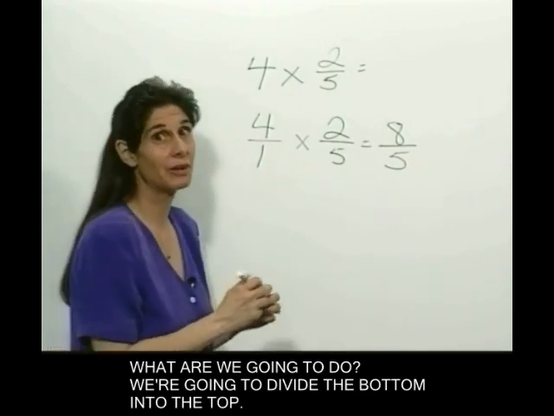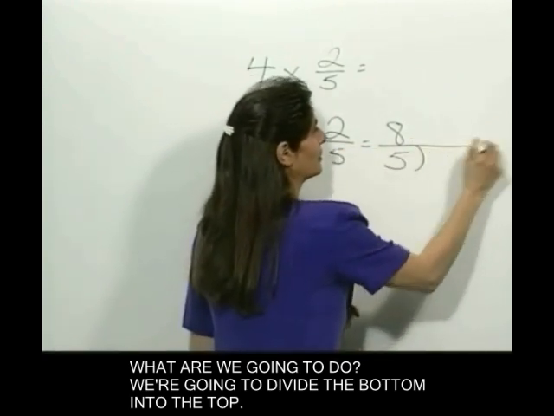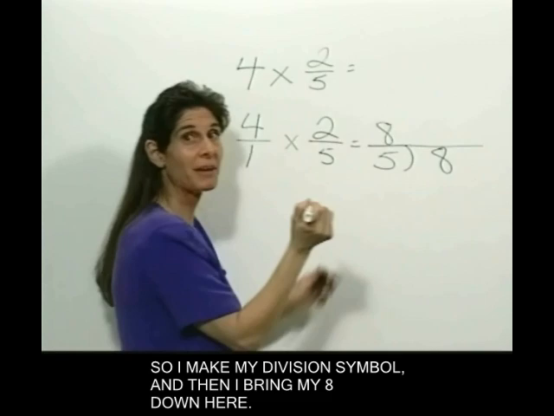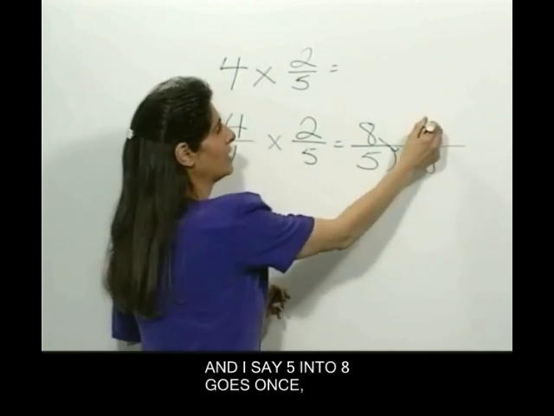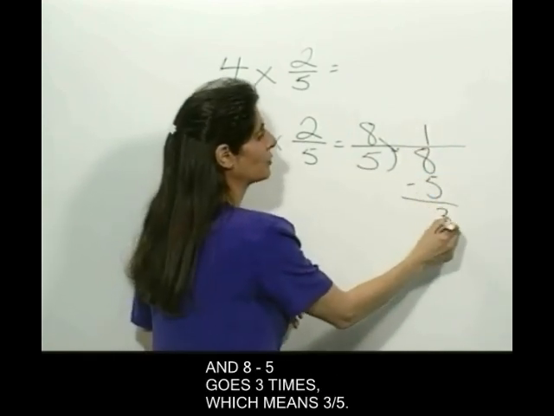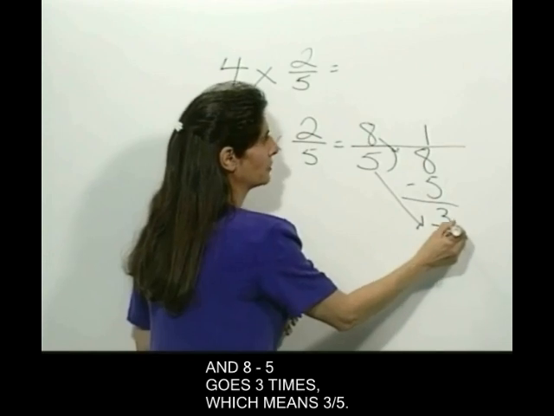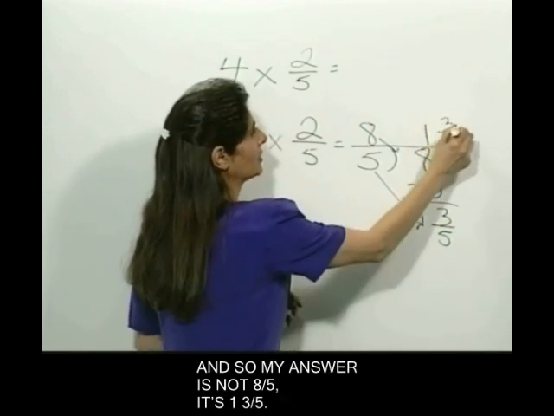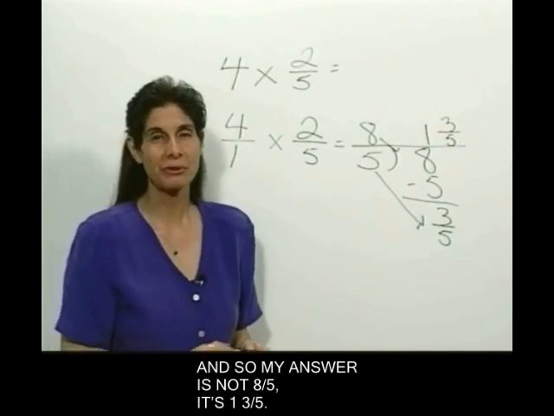We're going to divide the bottom into the top. So I make my division symbol, and then I bring my 8 down here, and I say 5 into 8 goes once, and 8 minus 5 goes 3 times, which means 3/5. And so my answer is not 8/5, it's 1 3/5.